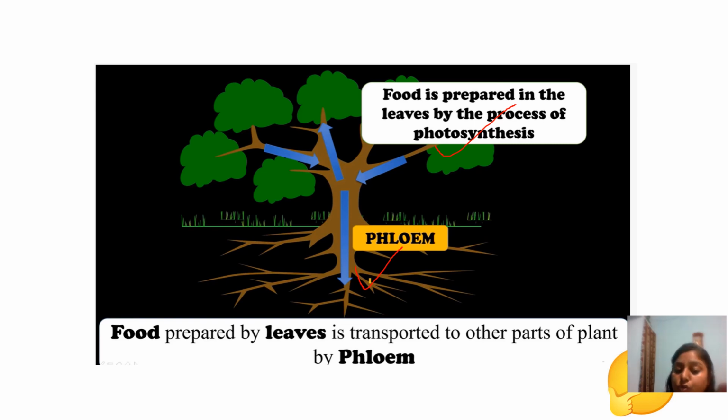Food is transported through phloem. Phloem is also a tube-like structure present in the tree which helps to transport the food, and xylem helps to transport water and minerals from the soil. Okay, students, now is it clear what xylem and phloem are?